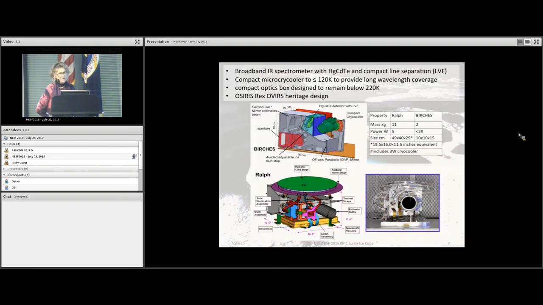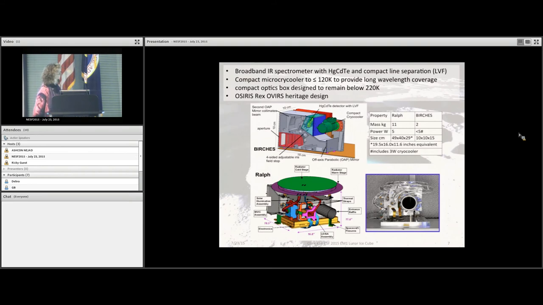In addition, we need to keep the optics box cool. This is a challenge that the OVIRS instrument does not have, because it's a much cooler environment than we're going to be in. We have an orbit that gets us very hot and very cold, so we do need to be thinking about a special radiator design for the optics box to keep it at 220K or below. And this is one of the outcomes of the extensive thermal modeling that we've done over the last couple of years.